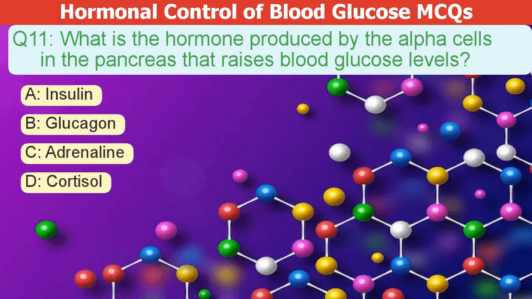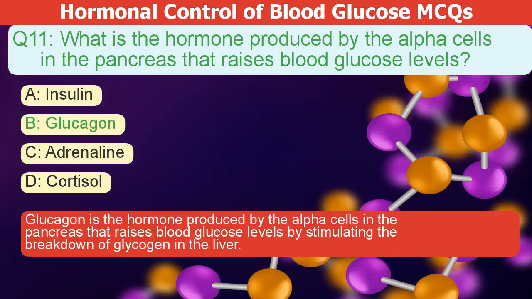What is the hormone produced by the alpha cells in the pancreas that raises blood glucose levels? A. Insulin. B. Glucagon. C. Adrenaline. D. Cortisol. The correct answer is B. Glucagon is the hormone produced by the alpha cells in the pancreas that raises blood glucose levels by stimulating the breakdown of glycogen in the liver.